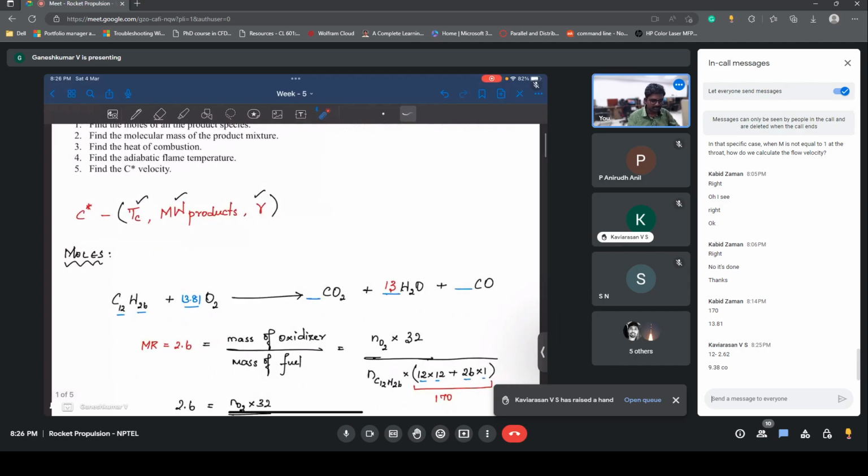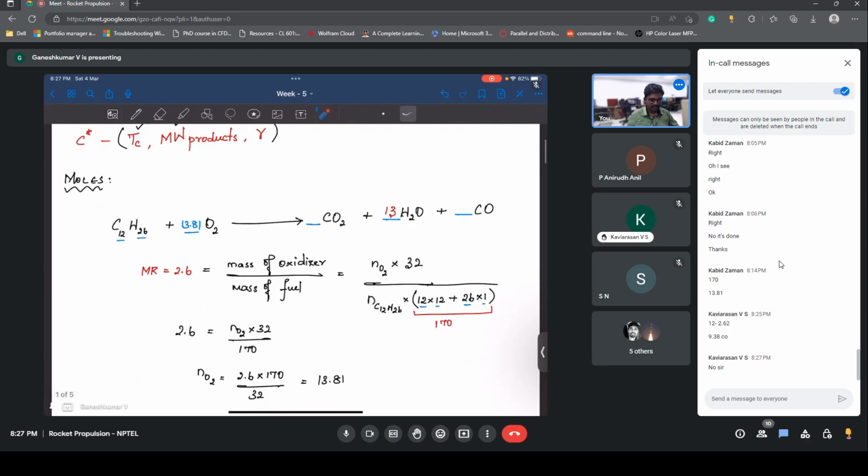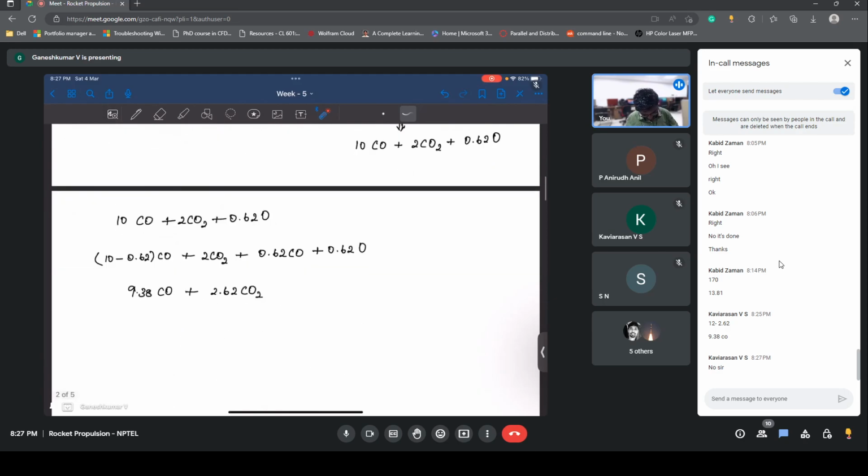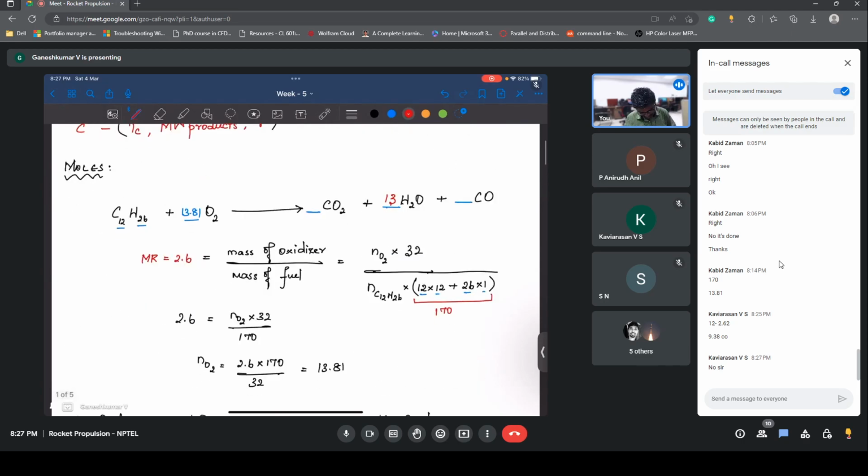Yes, Kaviyara sir. Kaviyara sir, do you have any doubts? I think you would. Okay, then fine. So we found it to be 9.38 CO and 2.62 CO2. So maybe we can write this again here.